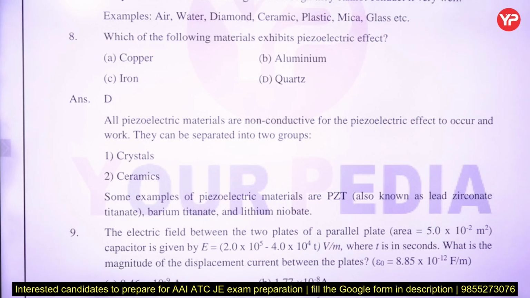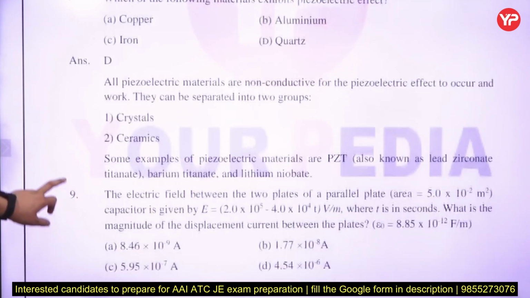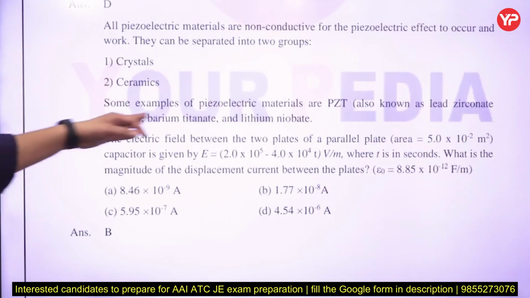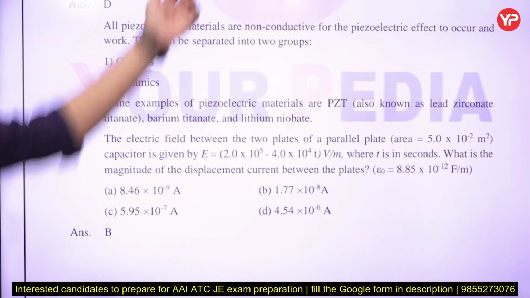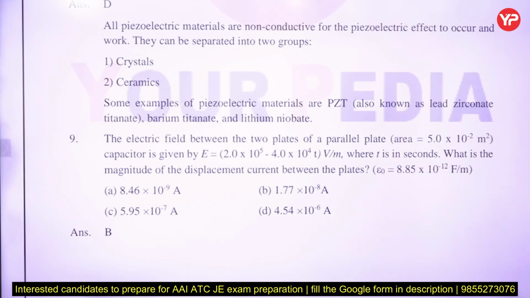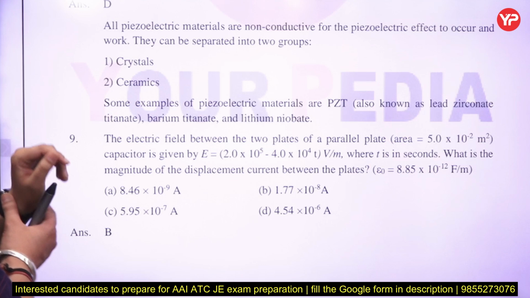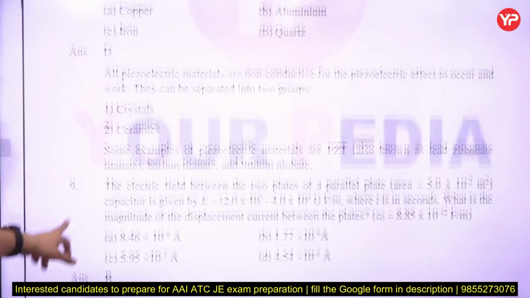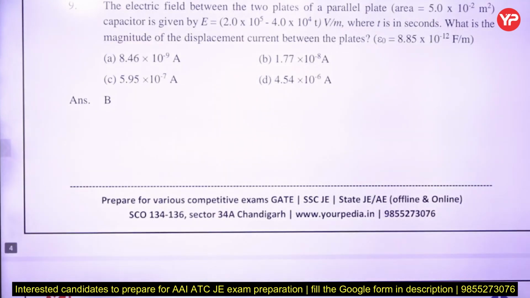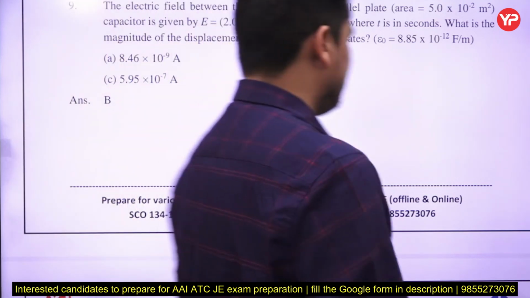So basically copper is a metal, aluminum is a metal, iron is a metal, and the quartz material is a piezoelectric material. These are piezoelectric materials: PZT, lead zirconate titanate, barium titanate, lithium niobate crystals, ceramics, like that, right? So quartz is a piezoelectric material. Next: the electric field between two plates of a parallel plate capacitor is given by this. What is the magnitude of the displacement current?